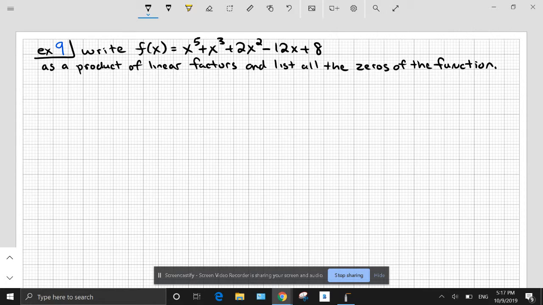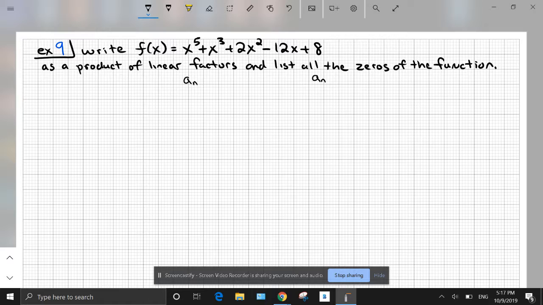Example number 9, we're going to write the following polynomial as a product of linear factors and list all zeros of the function. Since they don't give us a zero, we would do the rational root test. Our 8 will be a sub 0, and our x to the 5th will be a sub n. So again, remember that's a0 over an, and then p over q.